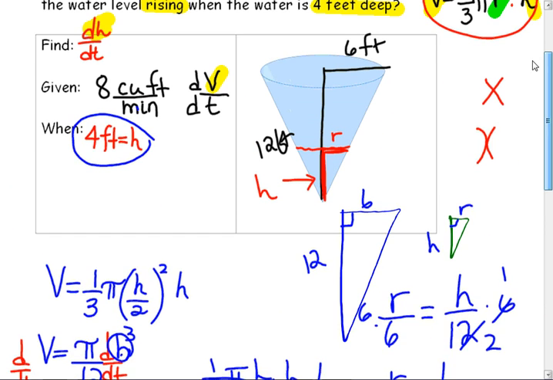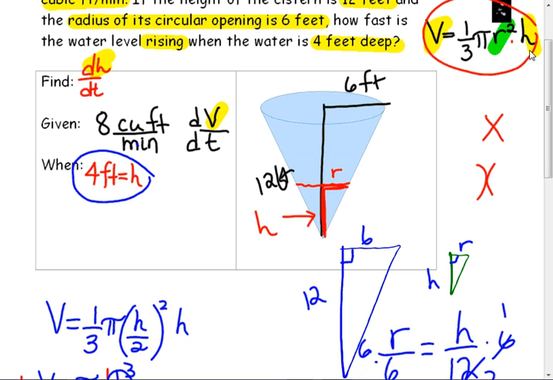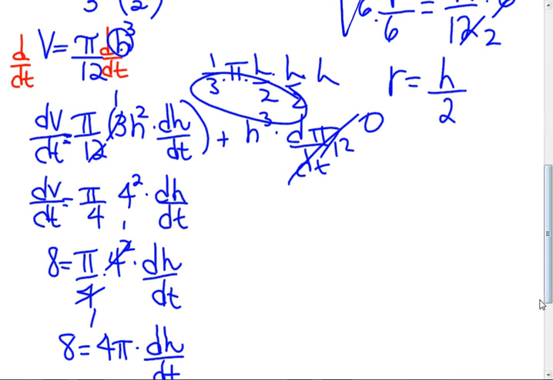8, because they gave it to me. You got to go back up here and look at your given conditions. You're given this. H is 4. You're given dV dt is 8. Just substitute it in. I canceled the 3 and the 12. Just numbers. Because some people didn't like it when I ignored the pi over 12. They wanted me to use the product rule. I said, okay, I will, but that's gone.